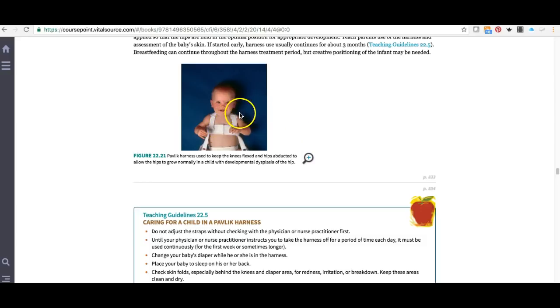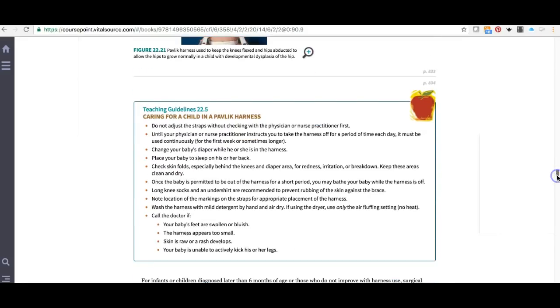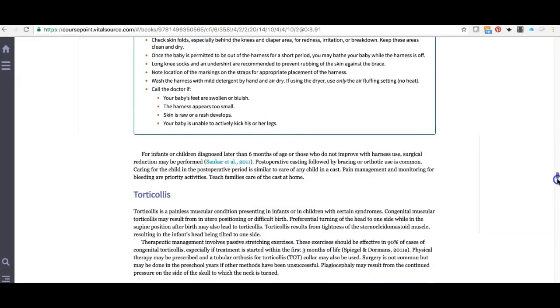I'm gonna find a better picture of a Pavlik harness and post that, because I want you to see how it is at the bottom. It's pretty funky looking. It makes them like a little football. So you put this on over their clothes. Again, assess for skin integrity, because it is Velcro, and they've made it a little softer as far as the material inside, but it still can rub blisters on their skin. So make sure you do a good skin assessment. All right, and there's some teaching guidelines, okay, for kids in Pavlik harnesses.